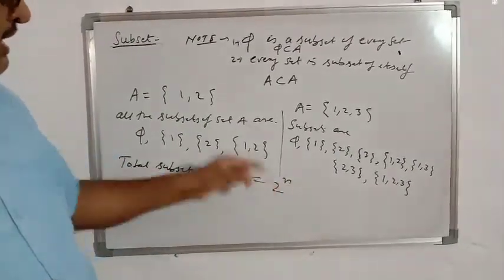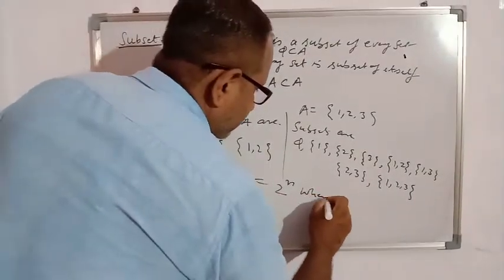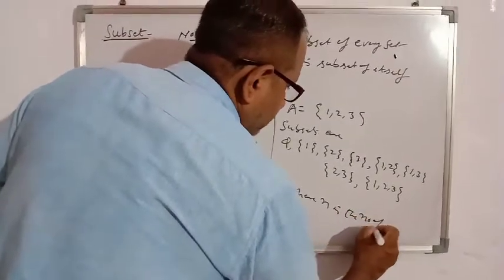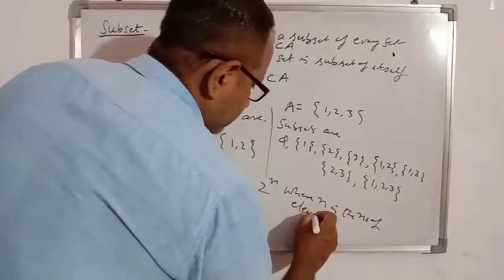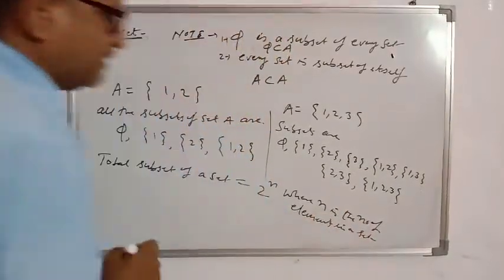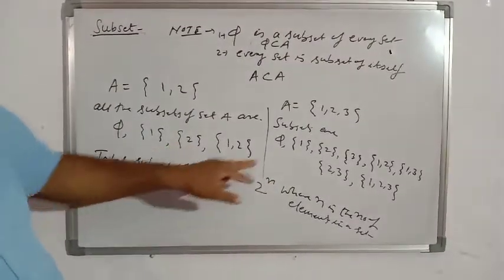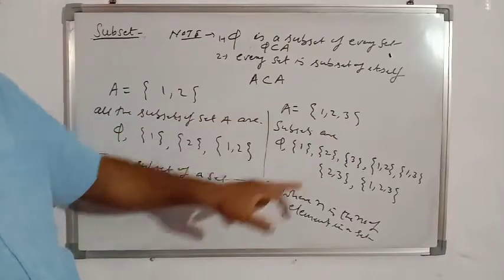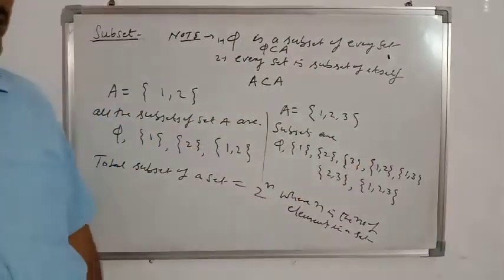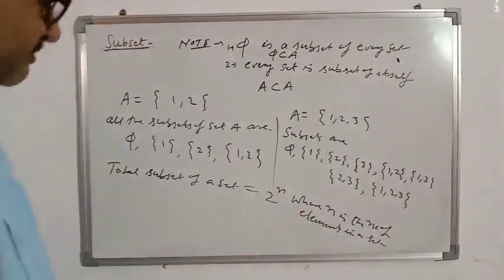What is n here? n is the number of elements in a given set. So if n is equal to 2, 2 squared will come, 4 subsets. If n is equal to 3, that is 3 elements are here, so 2 to the power 3, total subsets will be 8. 1, 2, 3, 4, 5, 6, 7, 8. 8 subsets are there.